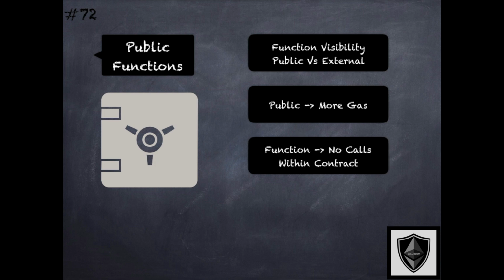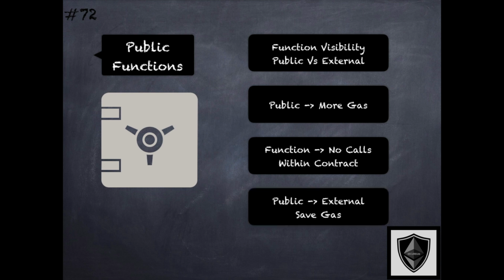So if there are functions in the contract that are never called from within the contracts themselves, then such functions should be declared as external visibility and not public visibility. And this leads to better gas efficiency.